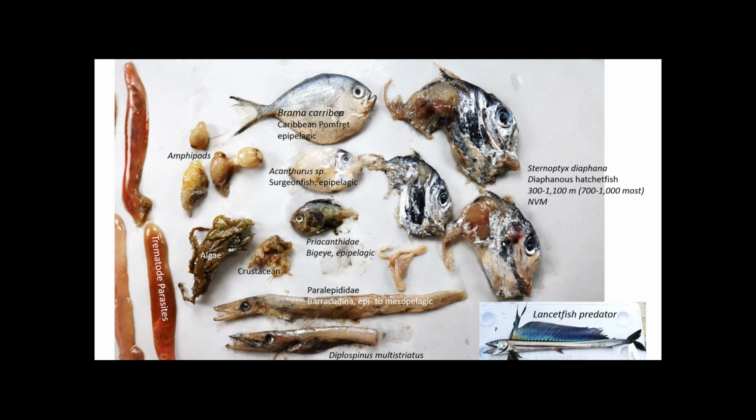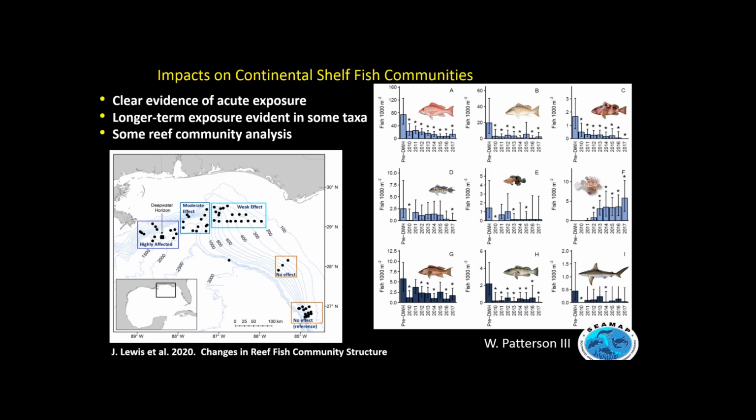is very important. So in terms of the continental shelf activities, there's clear evidence of exposure in a lot of the reef fishes that occur there. This is a paper on the left-hand side by Justin Lewis and his colleagues. They found highly affected reef areas near Deepwater Horizon and weaker effects to the west. You can see some of the changes in the species composition over time for many of the species involved here. For example, things like red snapper and sea basses and other things, some of those things like scamp.